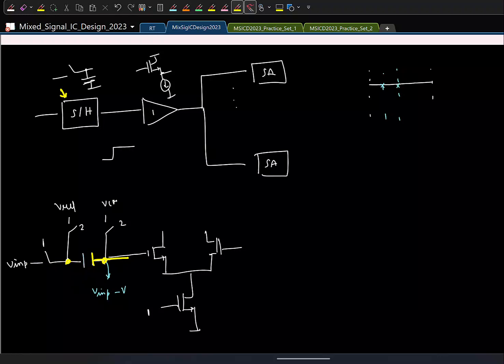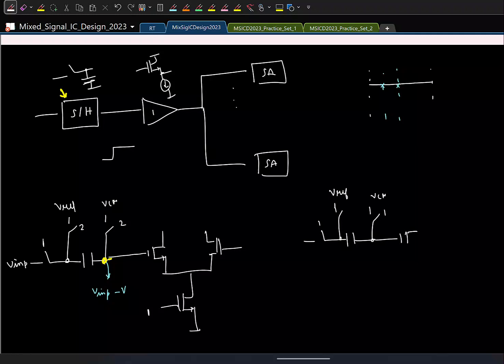We can do the other way also, that is instead of charging the capacitor to the reference first, we can charge the capacitor to the input. So we can basically first sample the input here, say in phase 1, and in the other phase you can go and connect the reference here. I'll just show one half.